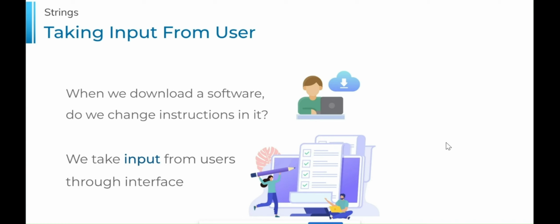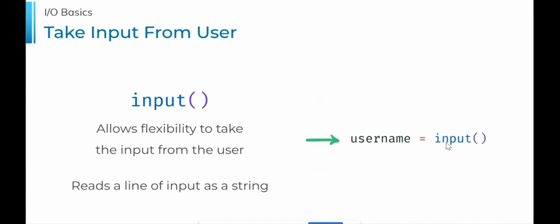These all are variables, meaning the value is taken from the user. We can take input from the user through an interface. Whereas input() with open and close parentheses gives the flexibility to take input from the users. It allows the users to enter the input.